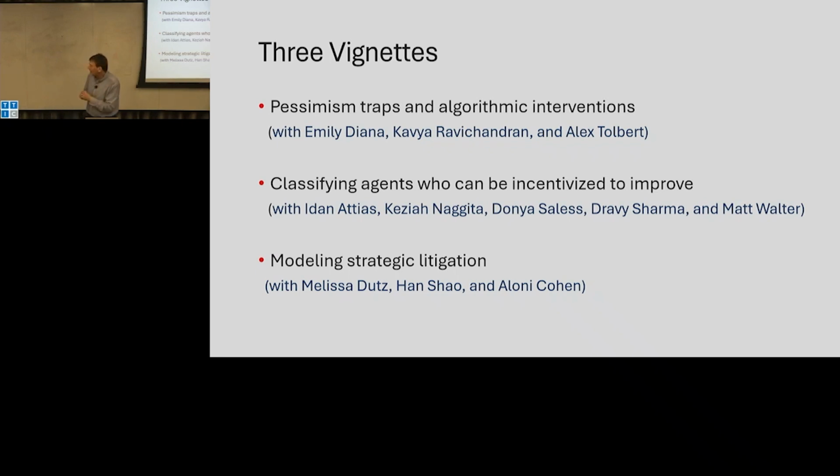The first is on pessimism traps, joint work with our former REP, Diana, Kavya, and with Alex Colbert at Emory. The second is on classifying agents who can be incentivized to improve, joint with Yale postdocs Yudan, Gazia, Donia, and Dravi. And the third is on modeling strategic litigation, joint with Melissa, Han, and Lonnie Cohen in Chicago.